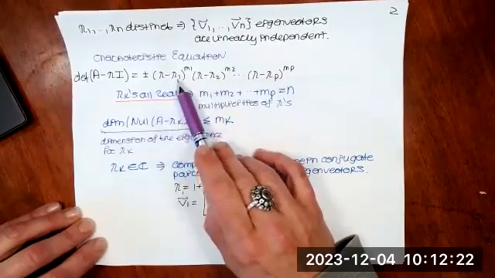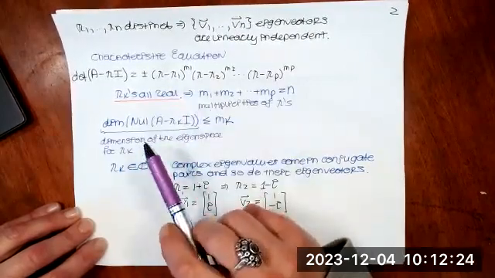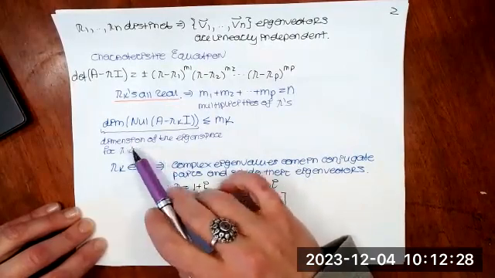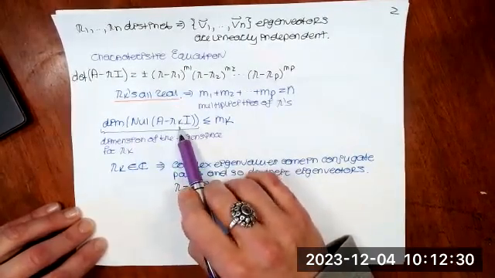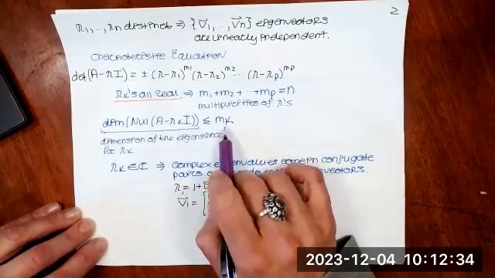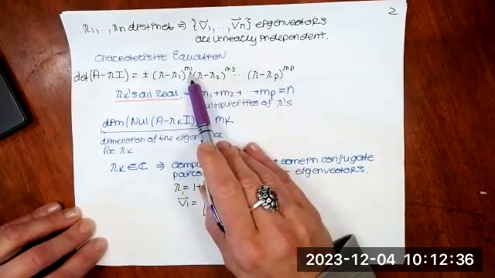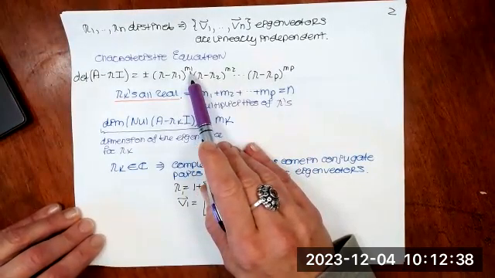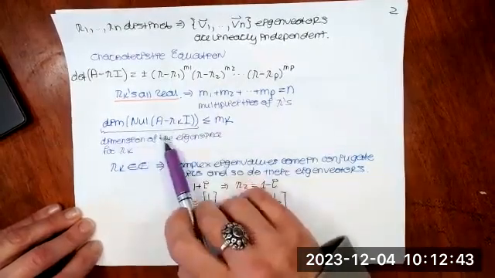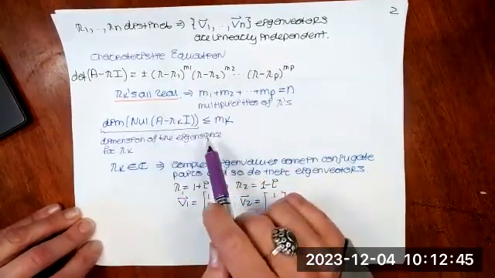So I have lambda minus 3 with multiplicity 3. What we know is that the dimension of the eigenspace for a particular eigenvalue is always going to be less than or equal to the multiplicity. So if my multiplicity is 3, I can have 1 eigenvector, 2 eigenvectors, or 3 eigenvectors. Or the dimension of my null space could be 1, 2, or 3.